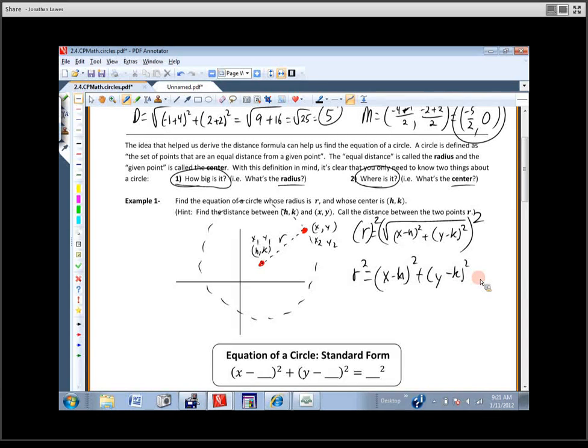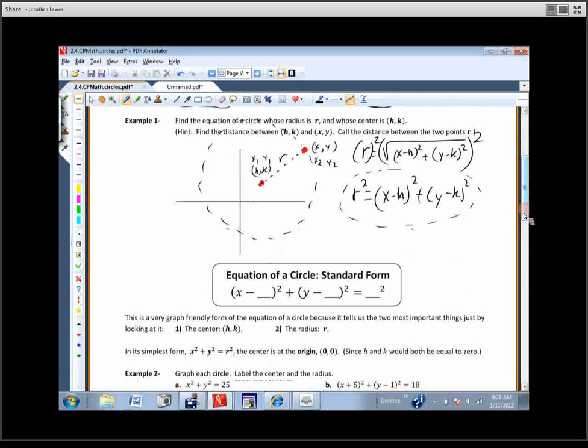And that, with a little adjustment, is what we call the standard form of the equation of a circle. The nice thing about it is we can look at it and it tells us everything we need to know. This is x minus h quantity squared, plus y minus k quantity squared, and it equals r squared. Remember, you only need two pieces of information about a circle: where it is, the center, and how big it is, the radius. The center of this circle is h, k, and the radius is r.